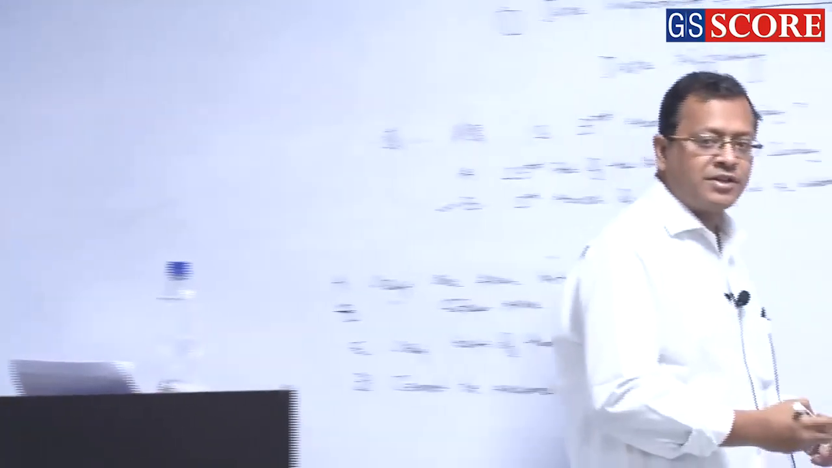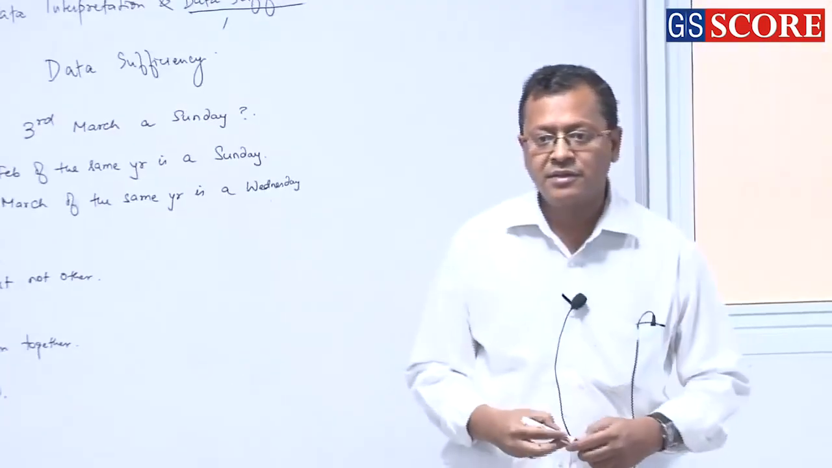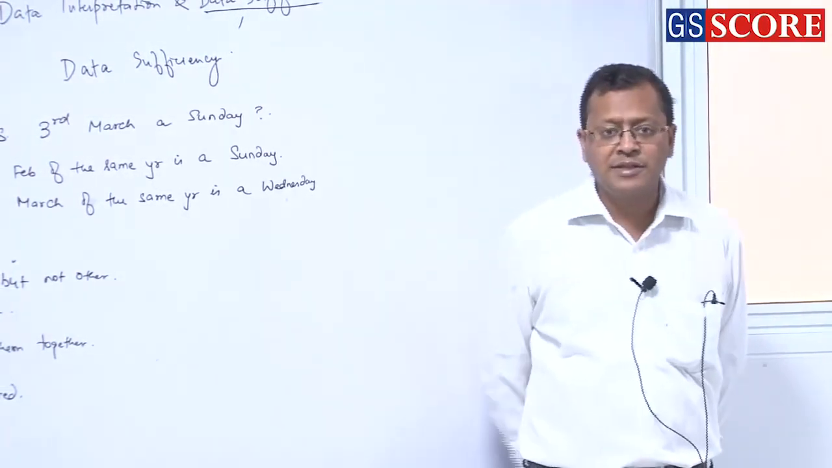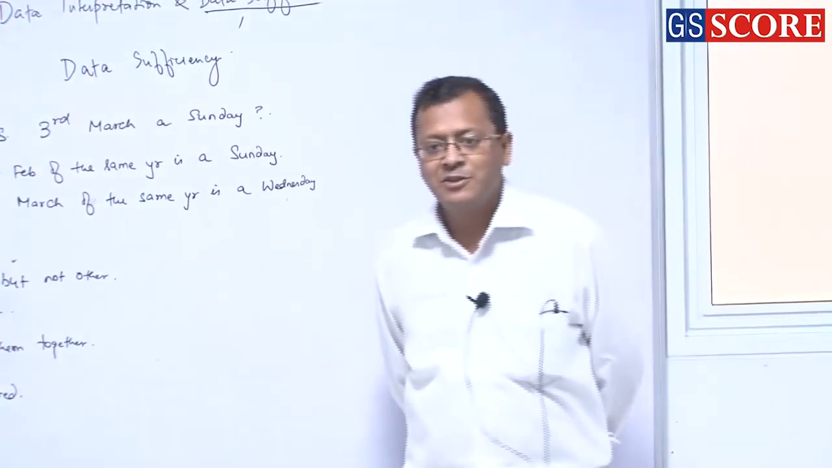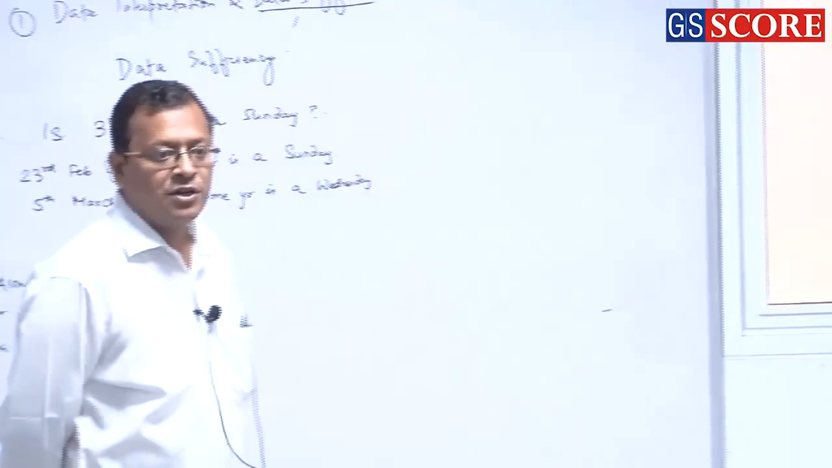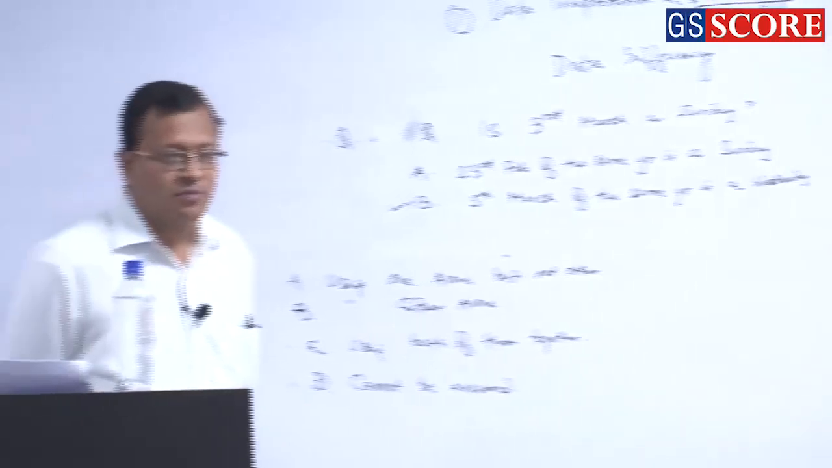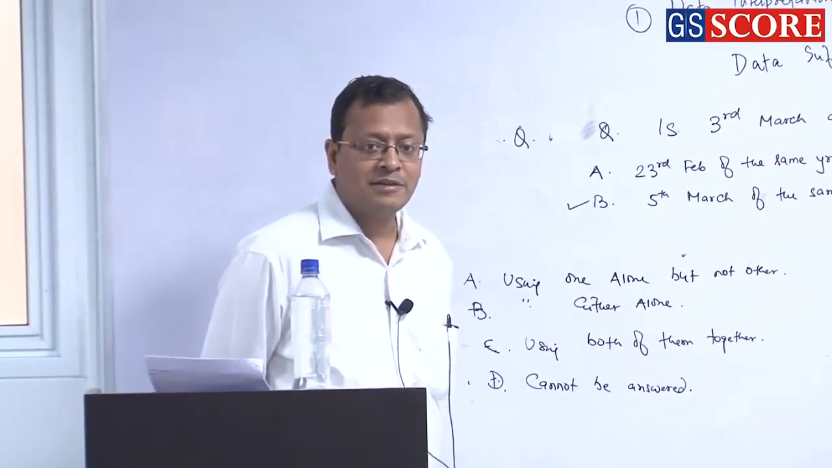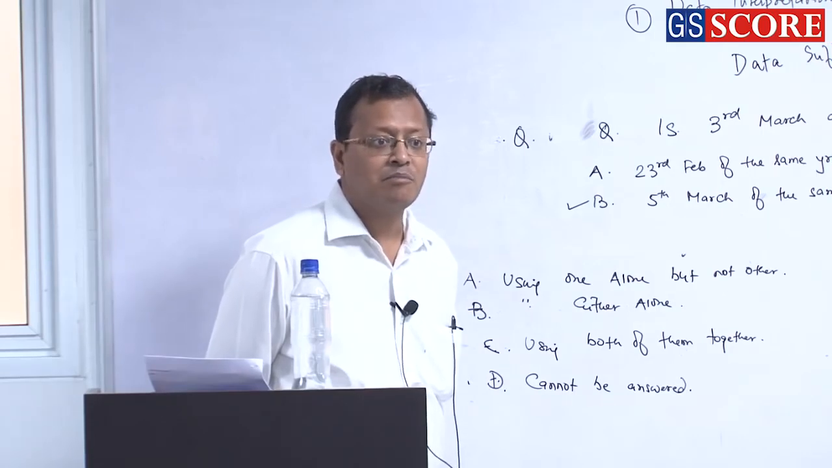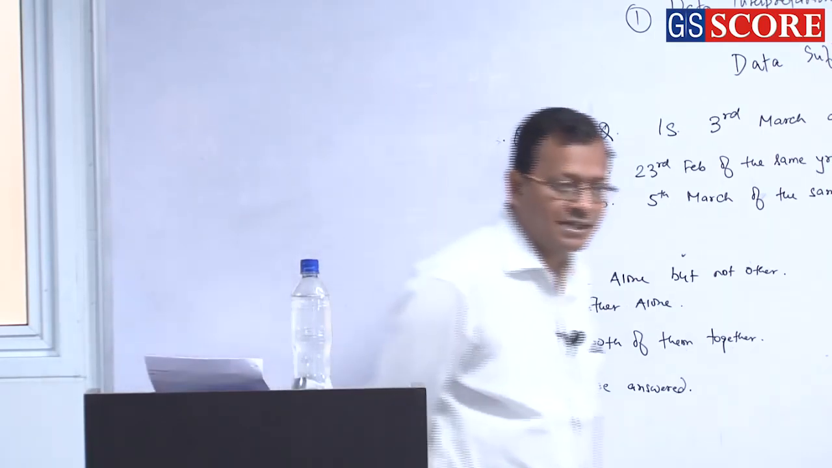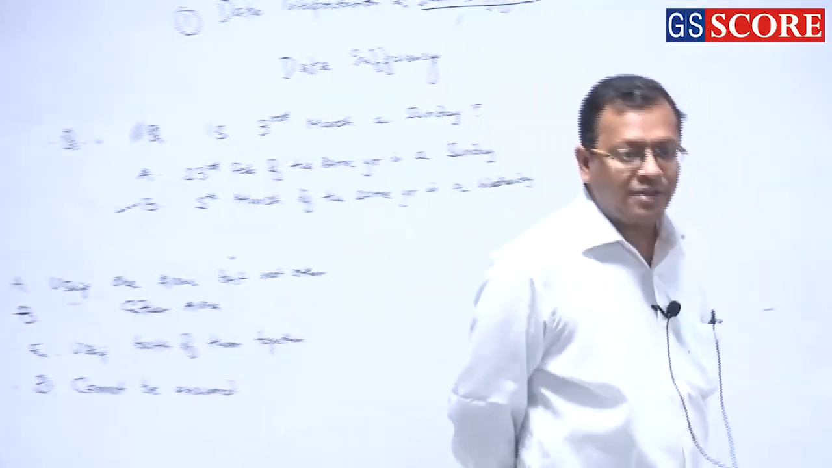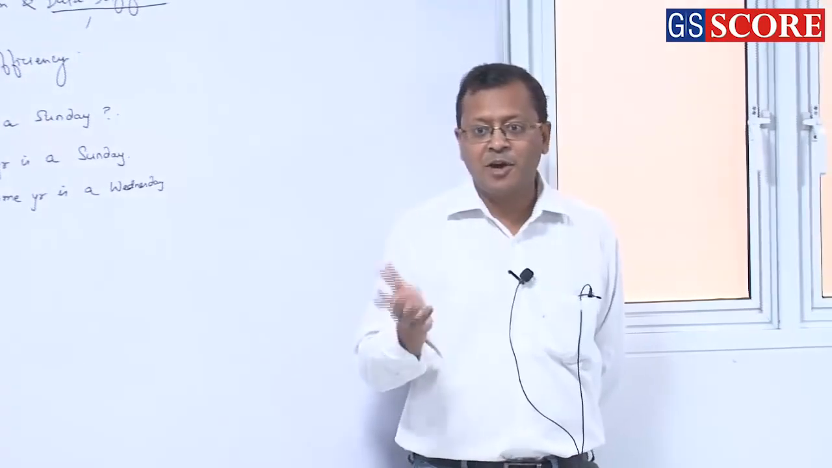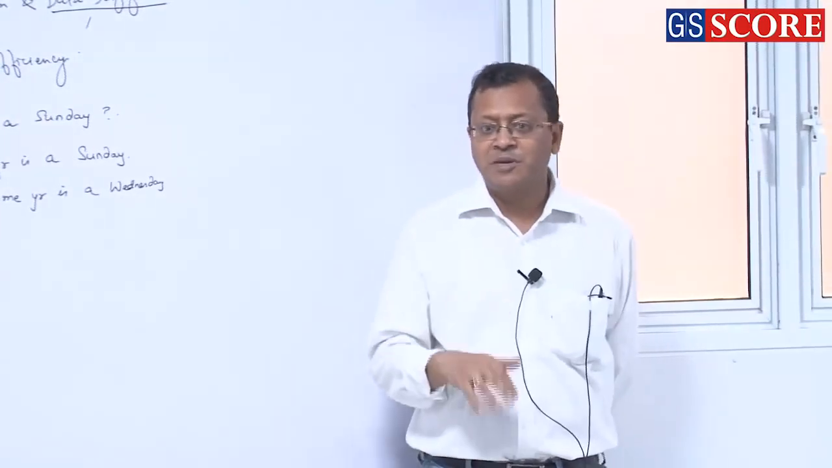23rd Feb of the same year is a Sunday. So if 23rd Feb of the same year is a Sunday, what are the things going on in your mind? Whether it's a leap year or not. If it's not a leap year, you have 28 days, so what is 3rd March then? Monday. And if it's a leap year, then 3rd March is a Tuesday. In both cases, 3rd March is either a Monday or a Tuesday, but not a Sunday.